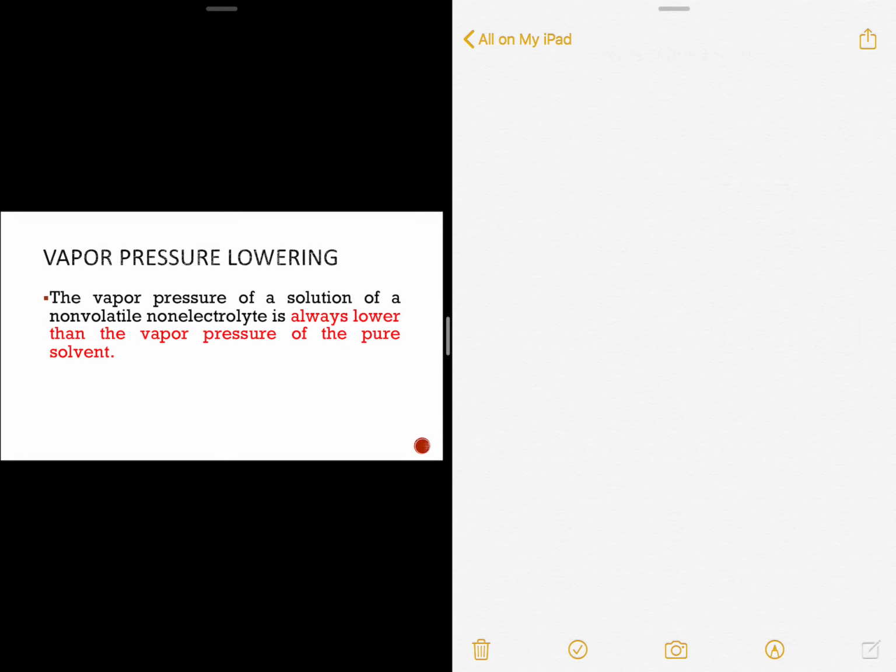Alright, so last lecture we've discussed boiling point elevation and freezing point depression. Before we move to vapor pressure lowering and osmotic pressure, let us first recall the relationships, no? Sabi natin, the boiling point of a solution is always greater than the boiling point of the pure solvent. So these are your colligative properties, no? You have boiling point elevation, freezing point depression, vapor pressure lowering, and osmotic pressure.